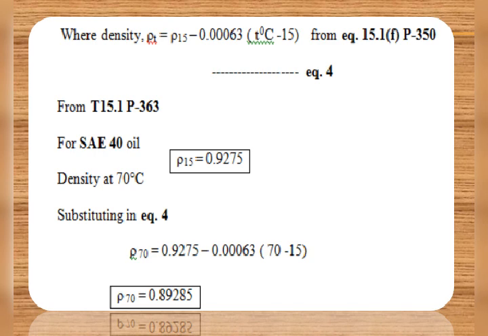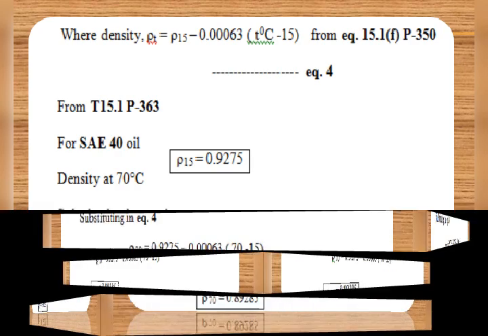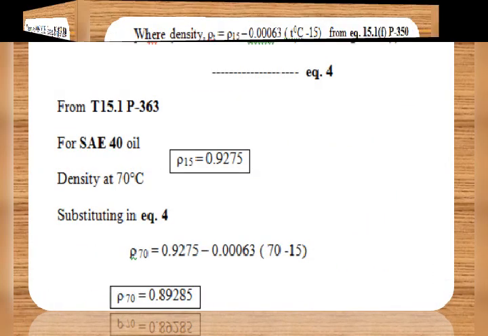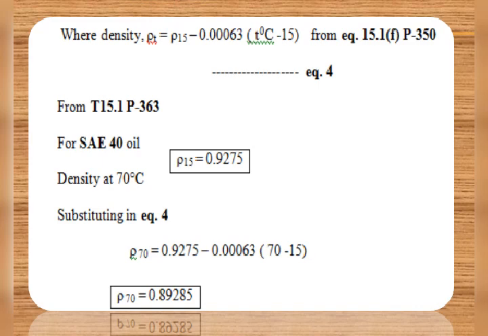Now we need to substitute this value in equation number 4. Then we get the density at 70 degrees equal to 0.9275 minus 0.00063 into (T degree Celsius minus 15), and at 70 degrees we need, so 70 minus 15. Simplifying, we get the density at 70 degrees, that is 0.89285.